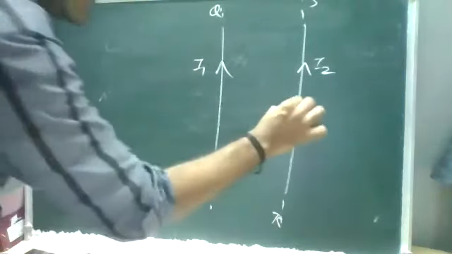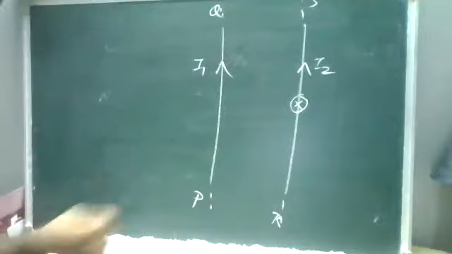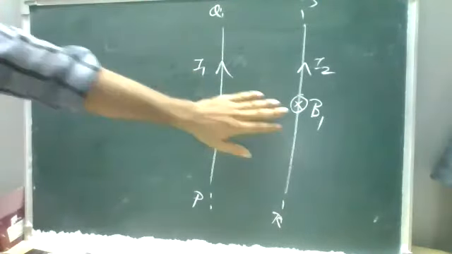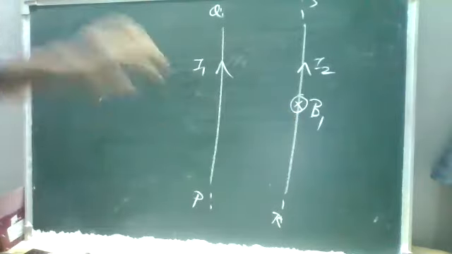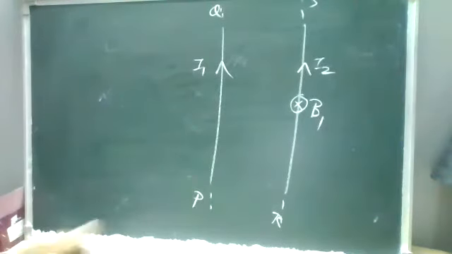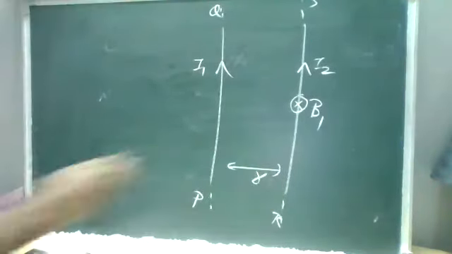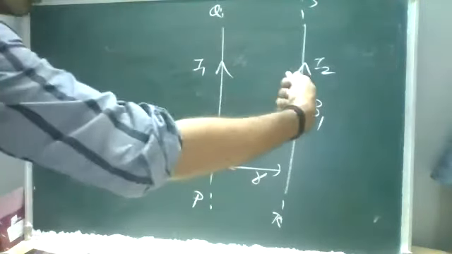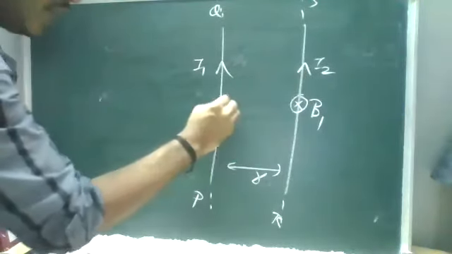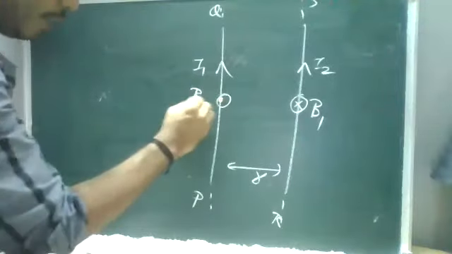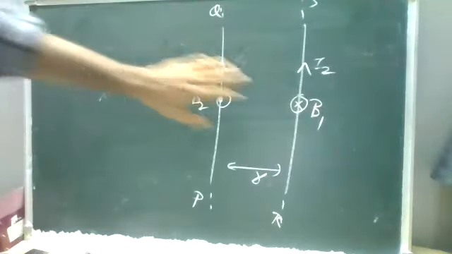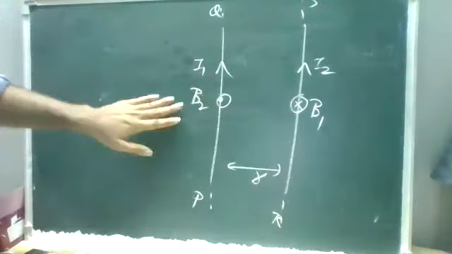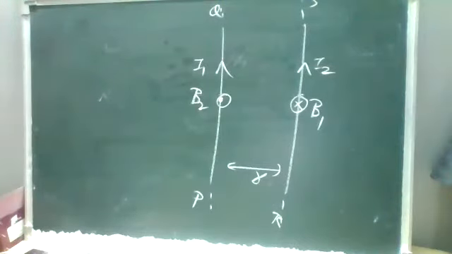Because of the current I1, there is a magnetic field B1 entering here. The distance between the two conductors, I'm taking as r. Now because of the current I2, if you take the thumb rule, the field B2 is leaving here. So because of I1, B1 is entering, and because of I2, B2 is leaving, making a loop.